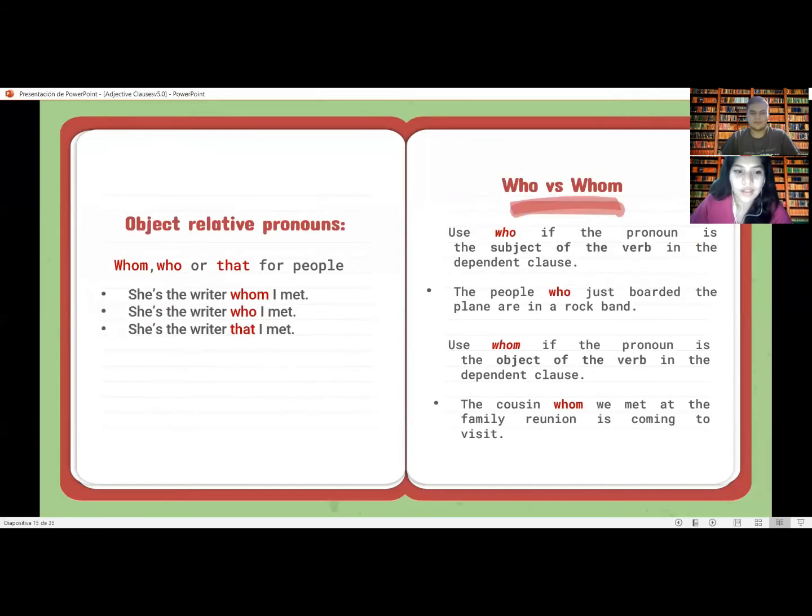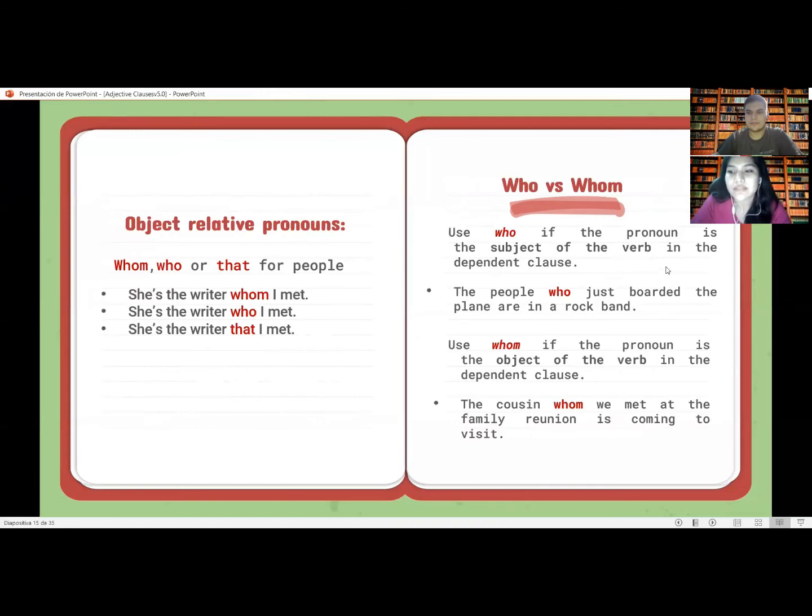Next, object relative pronouns are "whom" or "that" for people. For example, she's the writer whom I admire. She's the writer that I admire. "Who" is sometimes used informally, but "whom" is the correct relative pronoun here. To make your decision between "who" and "whom," think about what the pronoun is doing in its own clause.